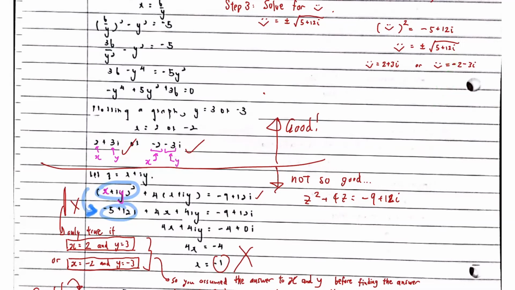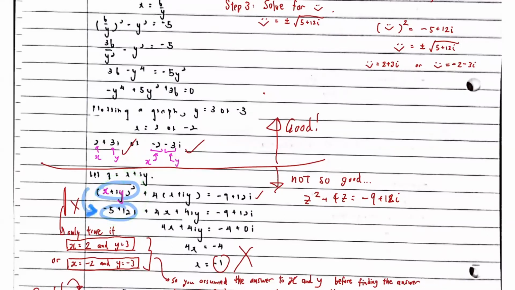Since we know that they may or may not be +2, +3, or -2, -3, that means we cannot immediately replace with -5 plus 12i, right? This is only true when x is 2 and y is 3, or when x equals -2 and y equals -3. How do we know that?